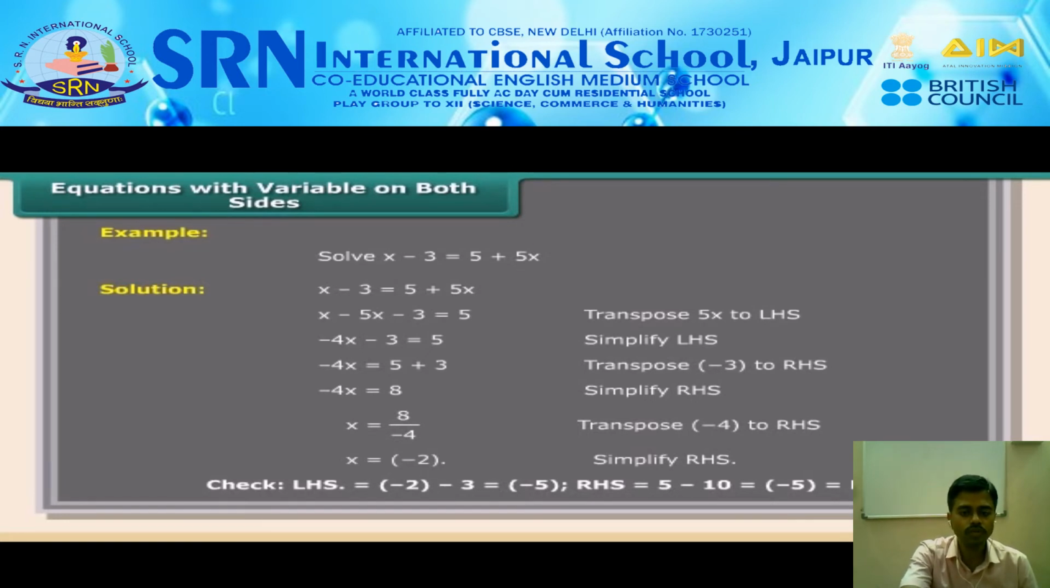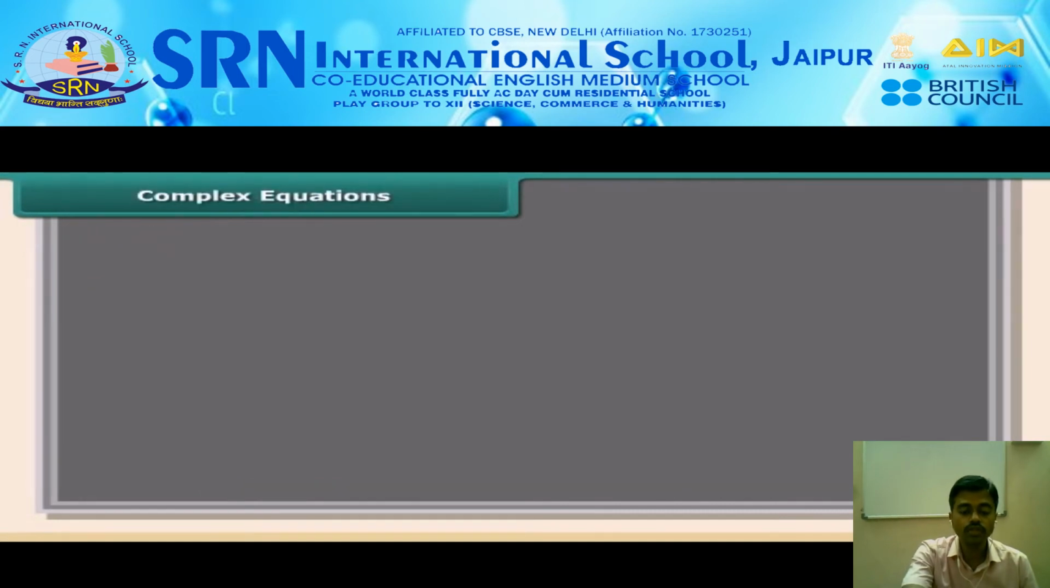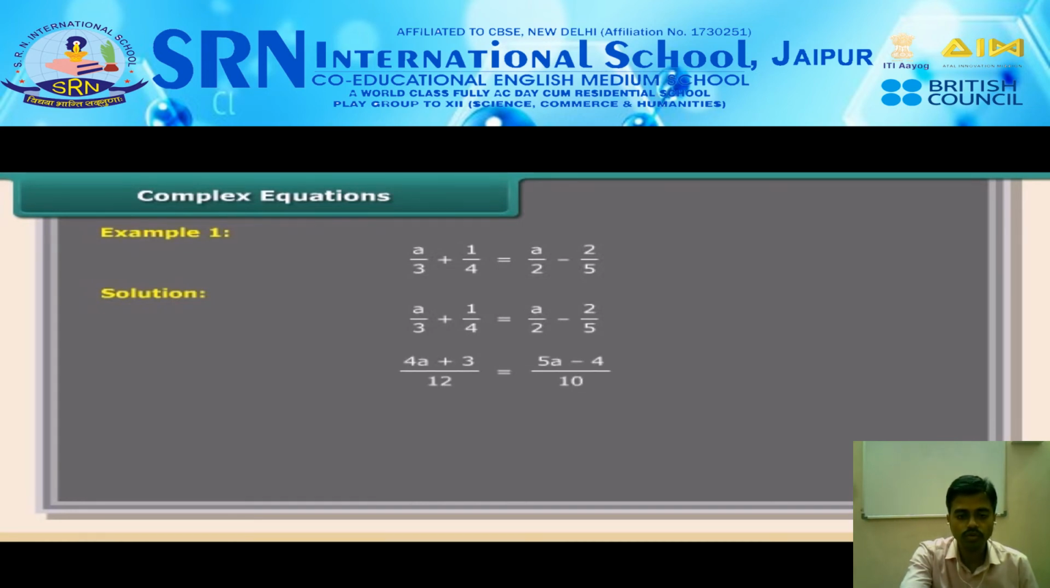So this is the way by which we can solve the question in which both the sides we are having variables. Now there are some complex problems we need to learn. So here the expression is a upon 3 plus 1 upon 4 is equal to a upon 2 minus 2 upon 5. So we will use the same concept. A upon 3 plus 1 upon 4 is equal to a upon 2 minus 2 upon 5. So next step will be, we need to take the LCM both the sides. So 4 and 3 LCM is 12 and 2 and 5 LCM is 10.